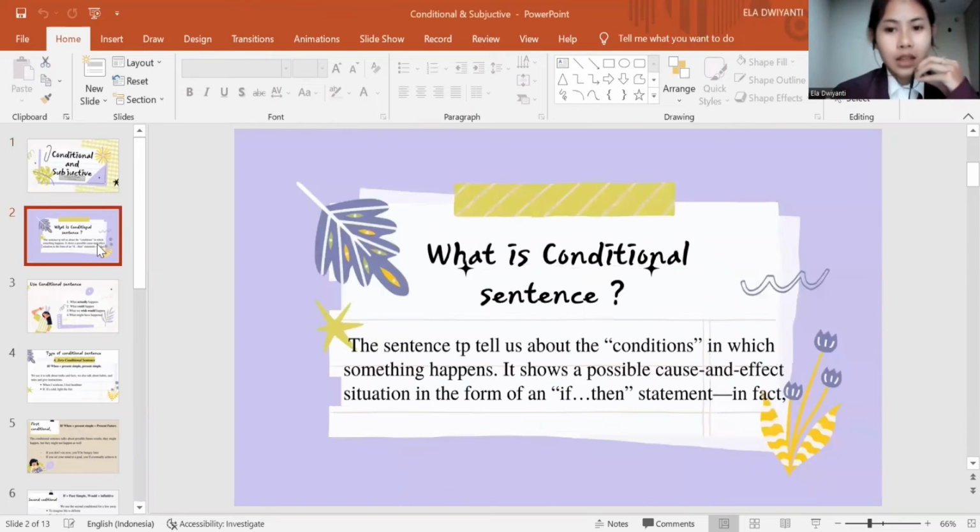The first material is conditional. What is a conditional sentence? A conditional sentence is a sentence that tells us about the condition in which something happens. It shows a possible cause and effect situation in the form of an if and then statement.